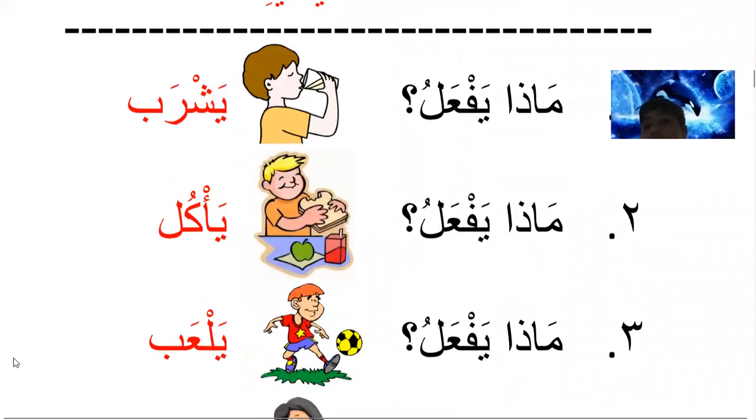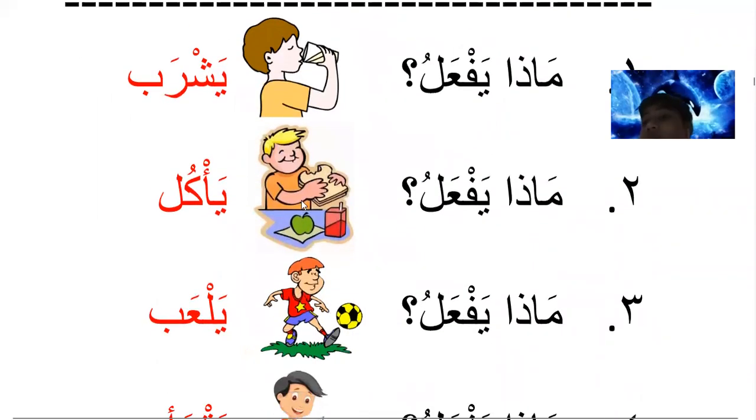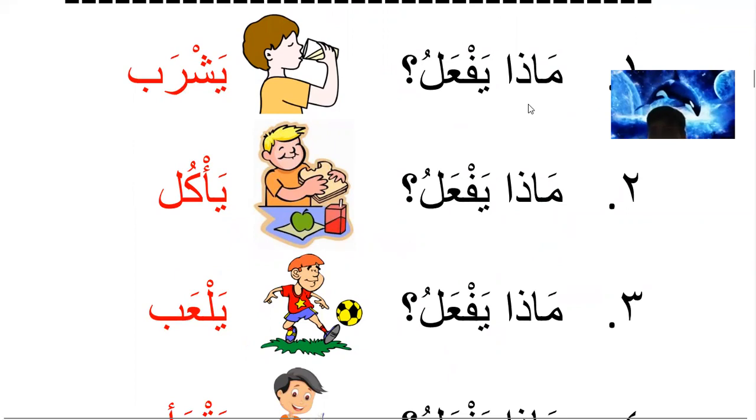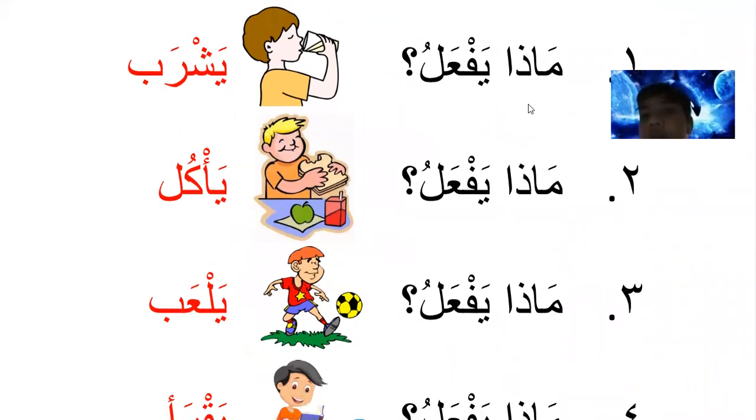So now he will ask, Maza yaf'alu, what is he doing? The answer is Yashrabu, he is drinking. Okay. So read like this, and also translate them. Maza yaf'alu. Yashrabu. Translation. What is he doing? He is drinking.